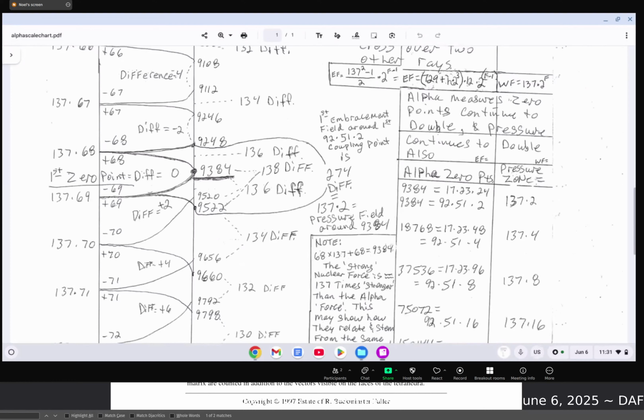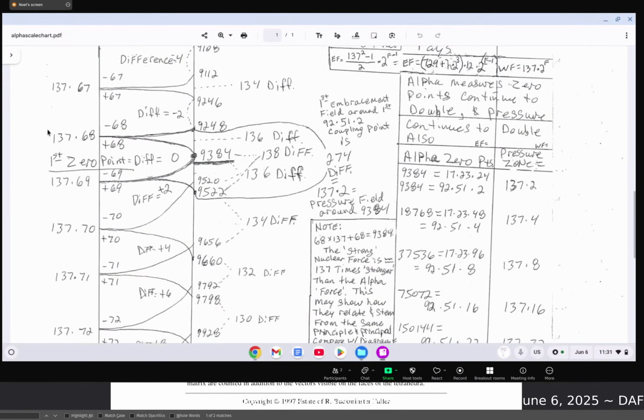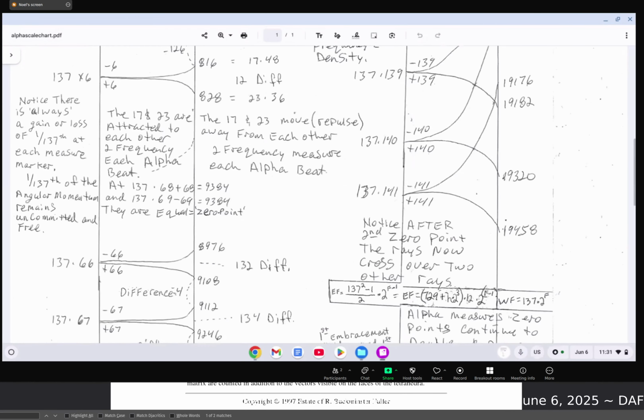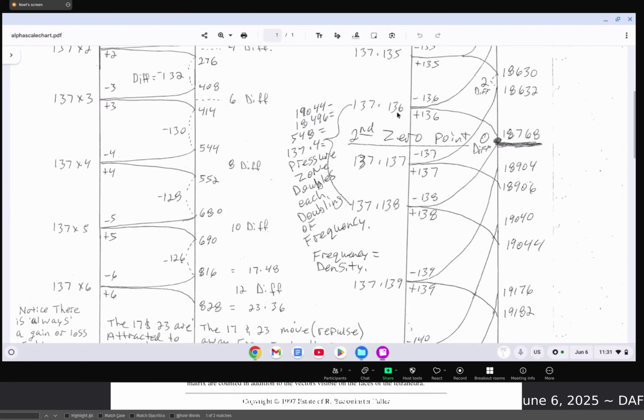What happens when you fractionate 1/137 off of the continuous expansion of these tetrahedrons? Well, they create these different points. Not just this one point, but look, it does it again. 137 times 36 plus 136 is equal to 137 times 138 minus 138, and that equals 18,768.